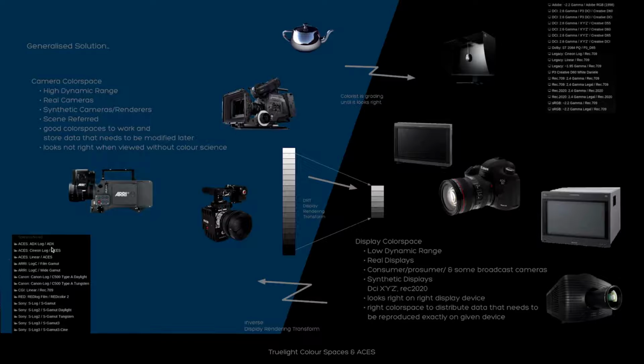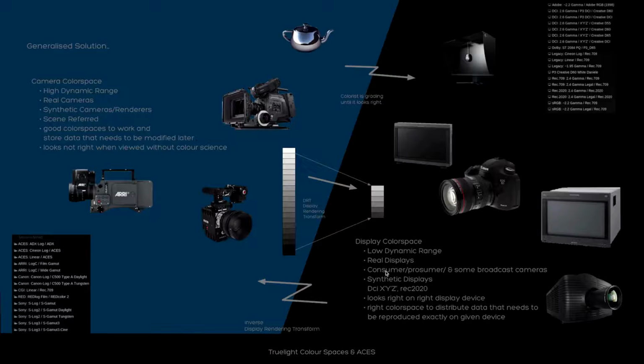On the other hand, Truelight color spaces knows display color spaces. These are color spaces from real displays like DCI-P3, Rec 709 or sRGB, and from virtual displays like DCI X'Y'Z'. They have the corresponding properties of a given device. Also, some cameras produce display color spaces, typically Rec 709.